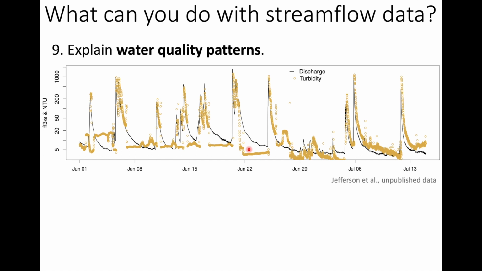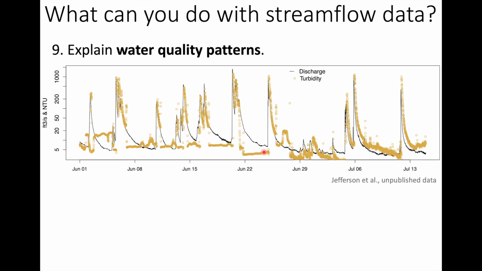What else can you do with streamflow data? Well, some people are interested more in the water quality than in the streamflow itself. If you have water quality samples or sensors in the stream, you might get a nice time series of nitrate concentrations or chloride concentrations or turbidity, how muddy the stream is. But if you want to explain why those concentrations are changing over time, then it's really helpful to have the streamflow data. So this is just an example of some data from my own work.